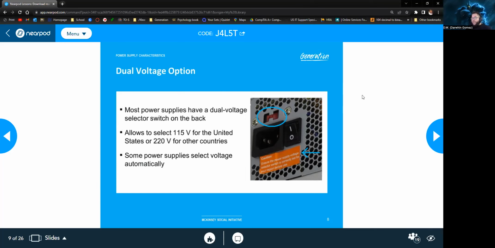And then, like I said earlier, some units have the switch automatically, where it just detects what's coming in and is able to switch appropriately. You have to do nothing there. But a lot of them have it in the back. Okay. Are we all clear on what the volt switch does? Pretty straightforward, right? Okay.